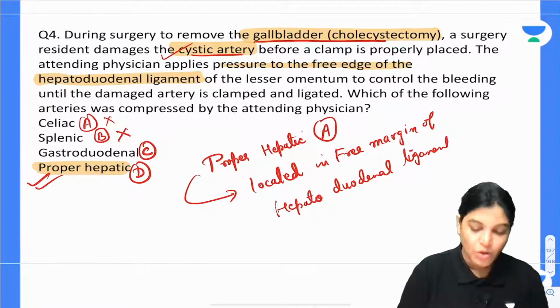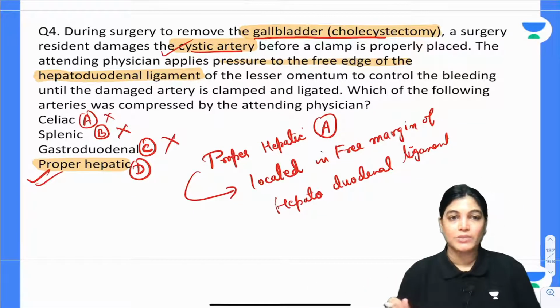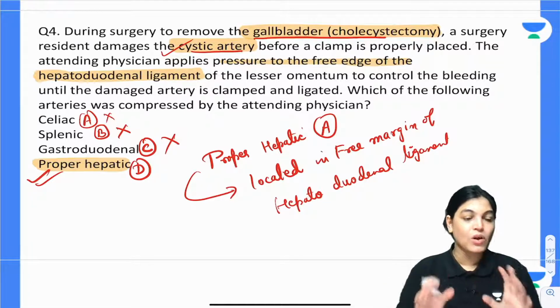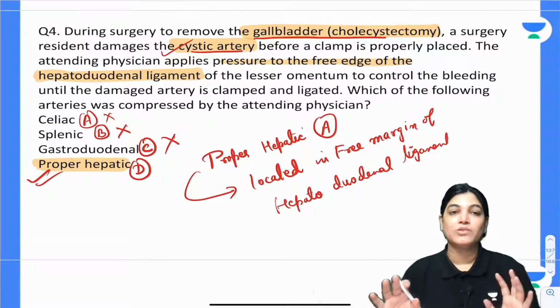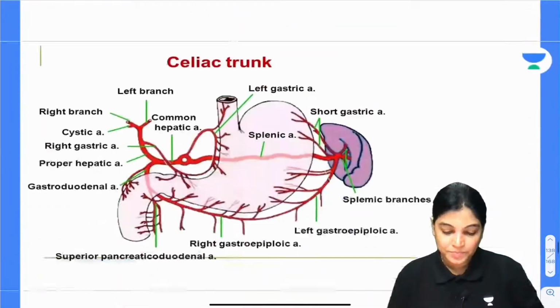Splenic artery is also not located in the free margin of lesser omentum, and nor is the gastroduodenal artery. So these arteries are not located in the free margin of hepatoduodenal ligament, so these are wrong. Only proper hepatic artery is the right answer.